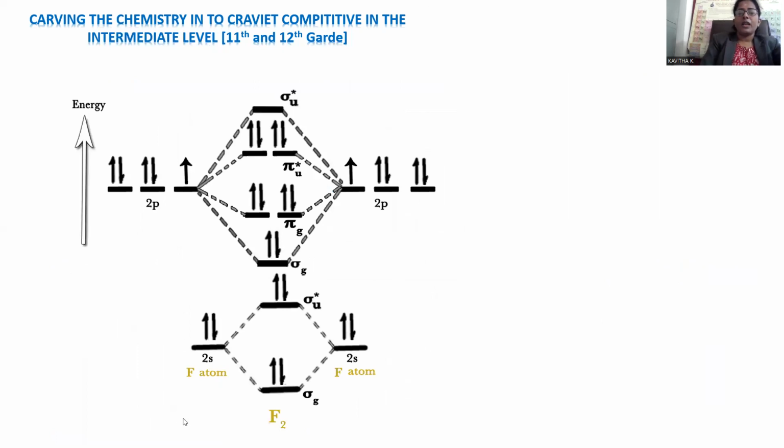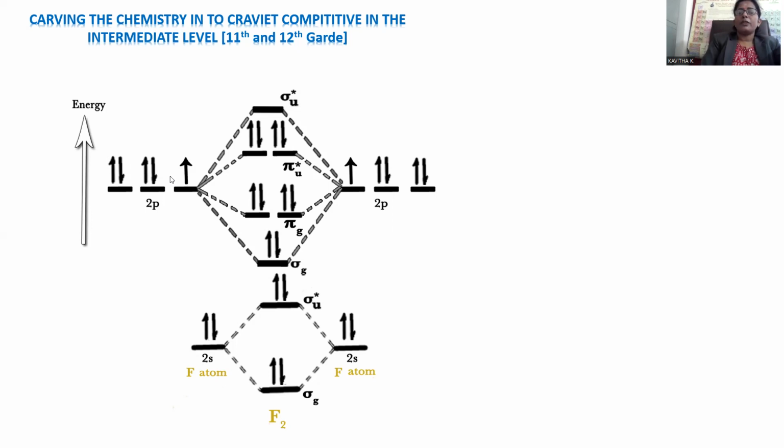If you see the fluorine molecule, valence shell configuration, meaning outer shell configuration, will be 2s2, 2p5, right? When two fluorine atoms join, the 2s orbitals give one bonding orbital and one anti-bonding orbital, represented as sigma bonding and sigma star. So this is the kind of representation. Two electrons will reside in sigma and the remaining two electrons are placed into the sigma star orbital, right? This is about 2s orbital filling.